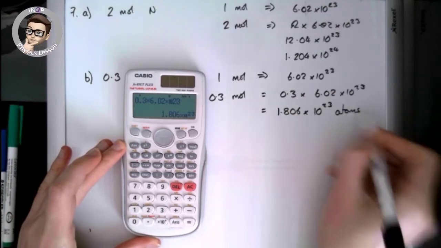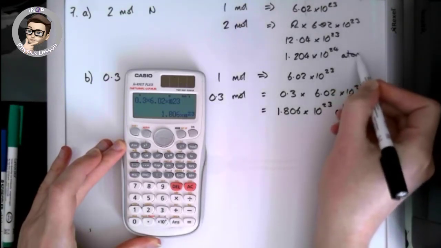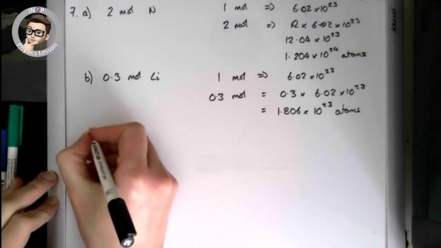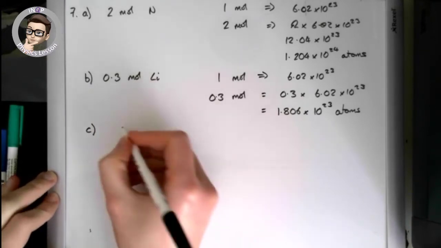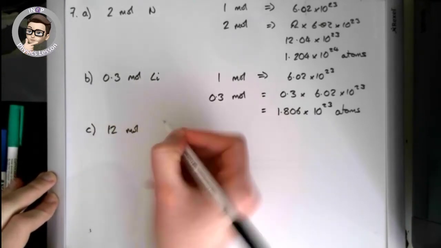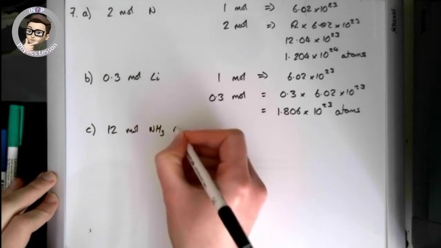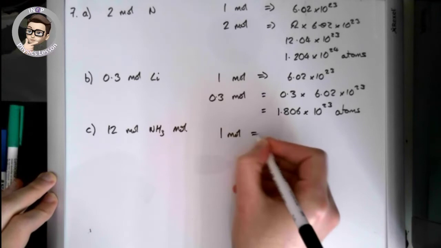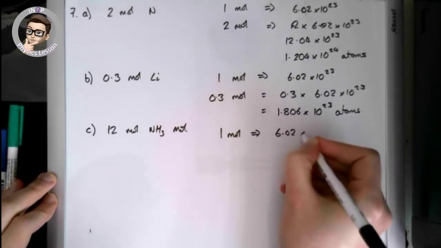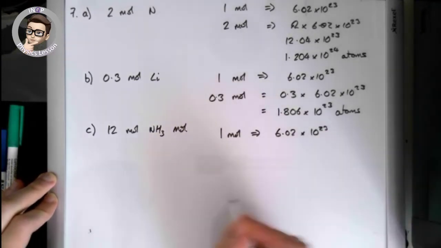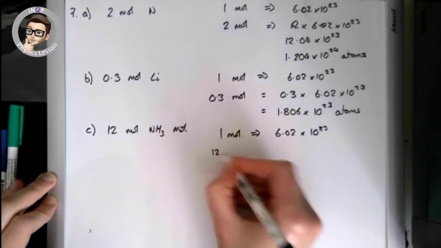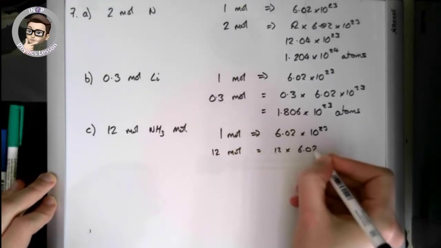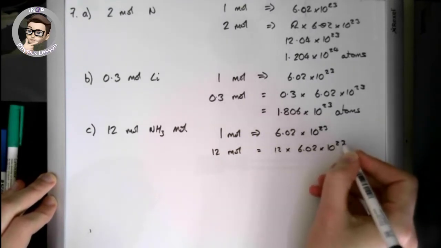Okay, don't forget to put atoms at the end because you've got to say what it is you're measuring. So atoms. Okay, let's do part C. This time we're not measuring atoms. We're going to measure 12 moles of NH3 molecules. So 1 mole is going to give us 6.02 times 10 to the 23 molecules. So 12 moles is 12 times bigger, which is going to be 12 times 6.02 times 10 to the 23.